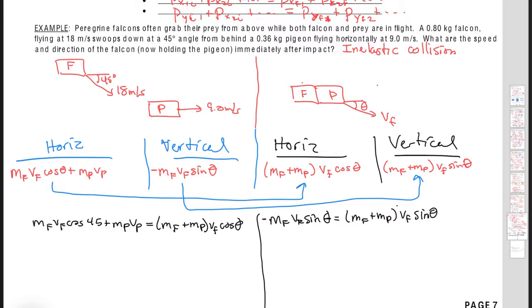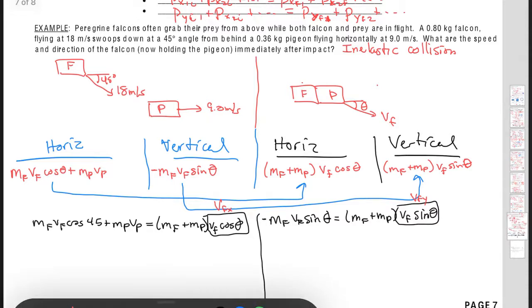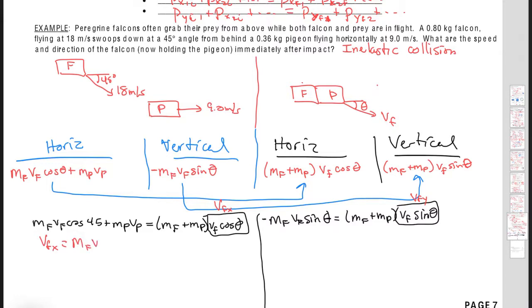And the way to think about it is these two, what I just boxed, that's like saying VFx and VFy. Okay, and then once I have those, I can do Pythagorean theorem and inverse tangent to find my final velocity, right? And so if I do a quick little solving, VFX is going to be MF VF cosine 45 plus MP VP divided by the total mass.